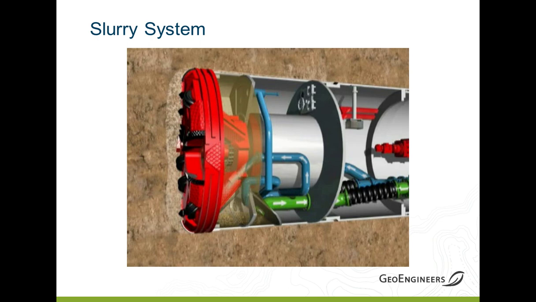The second fluid system is the slurry system. It's completely separate and independent of the lubricating fluid system. This is the system that takes water or engineered drilling fluid to the face, mixes with cuttings, and then pumps the soil and fluid back out to the ground surface to be recycled or disposed of.